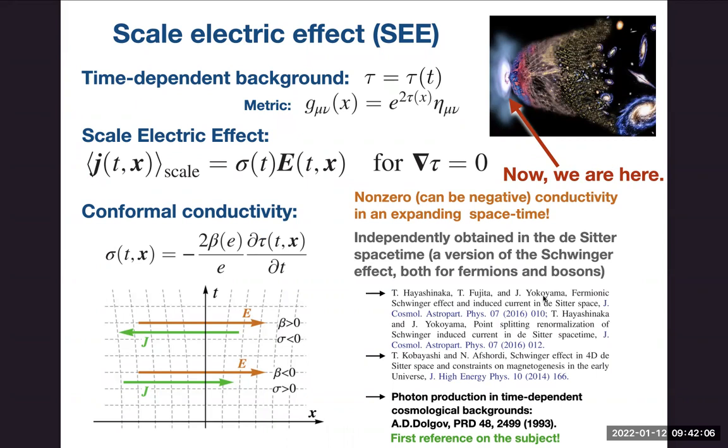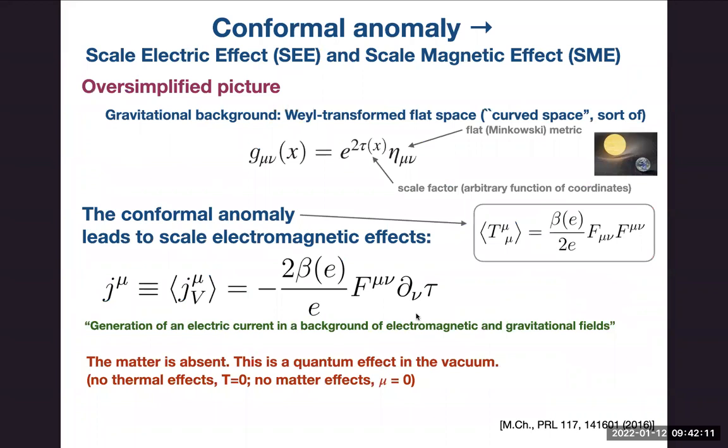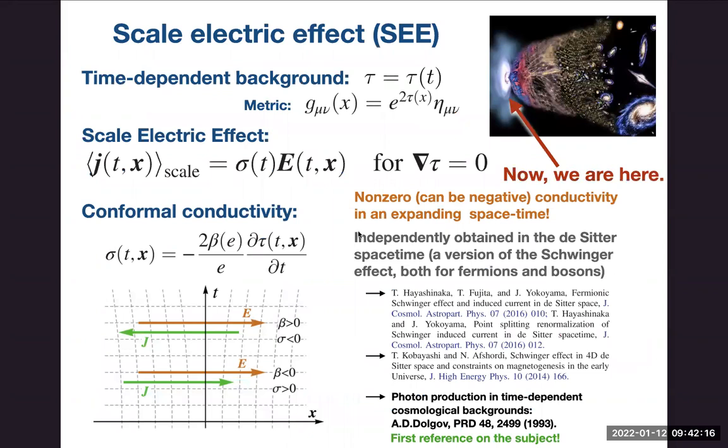First of all, let's come back and look at this formula, which I wrote here. Let's assume that you have only an electric field here. So electric field, that's all. You apply the electric field, and you can generate an electric current in vacuum in the background, which has this type of metric. It's called the De Sitter metric.